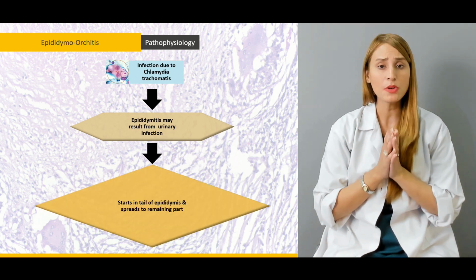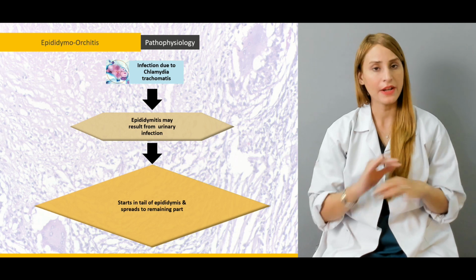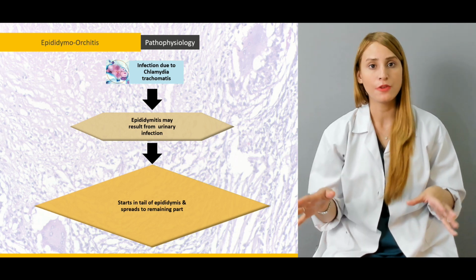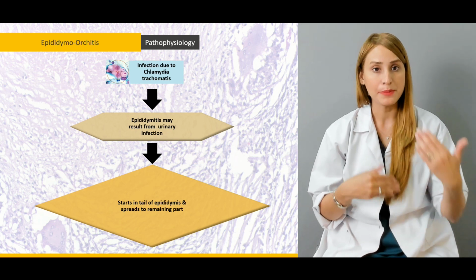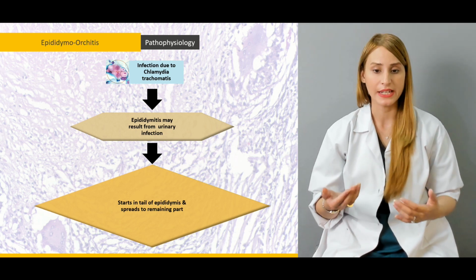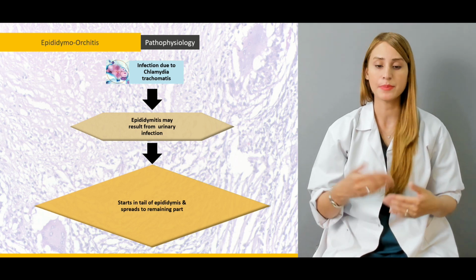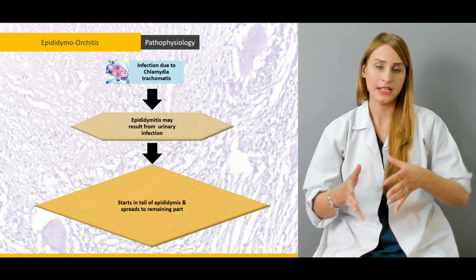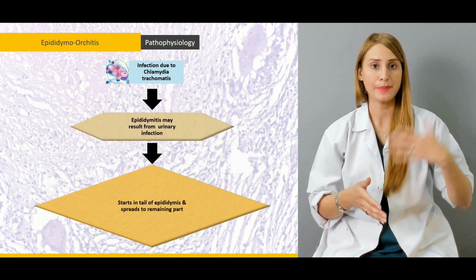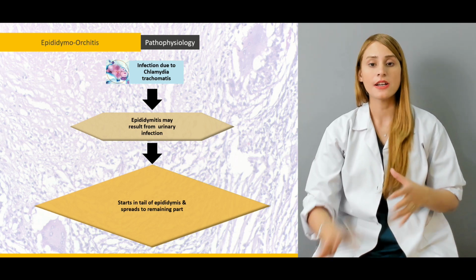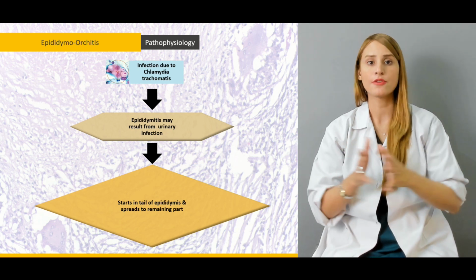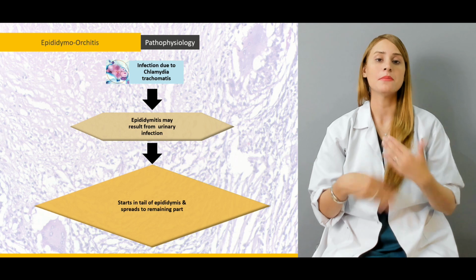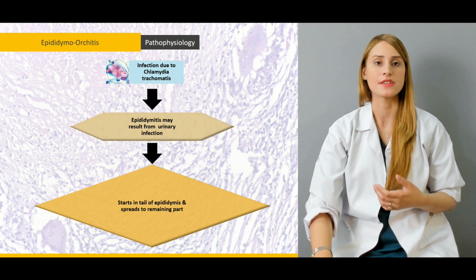So most of the time, whatever the cause, whatever the organism, and whatever the focus of the infection is in epididymo-orchitis. The part of the epididymis involved mostly starts in the tail of the epididymis, and then it progressively spreads to the remaining part. So keep in mind the age groups, the causative organism, the focus, and most commonly the part of the epididymis which is involved in epididymo-orchitis.